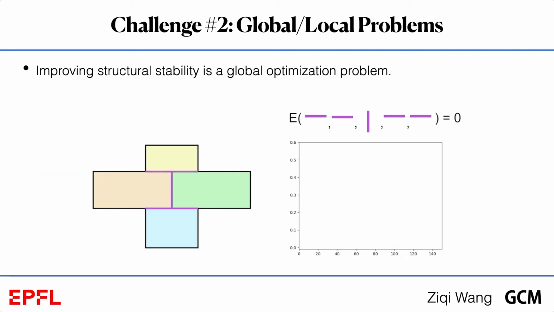The second challenge is about dividing the hard-to-solve global problems into easy-to-solve local problems. Optimizing structural stability is a global problem. In this animation, the energy function E reaches zero if the assembly is in equilibrium under gravity, otherwise the assembly is not stable. Any change of the joints could influence the structural stability of the assembly.